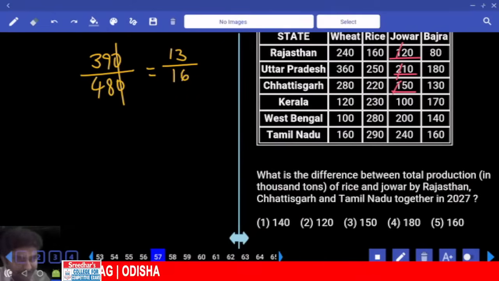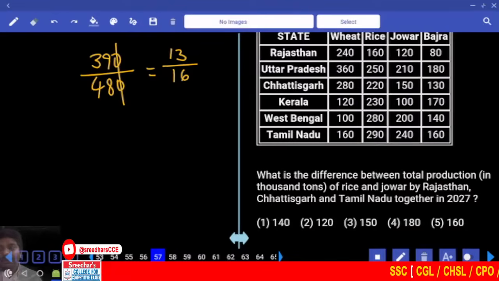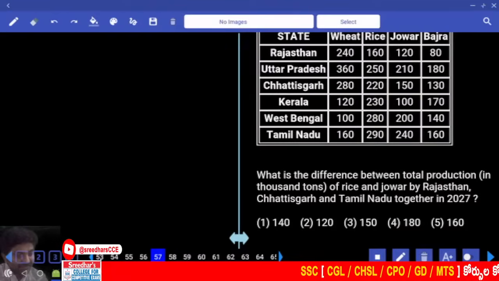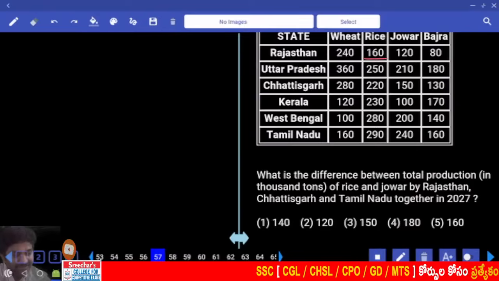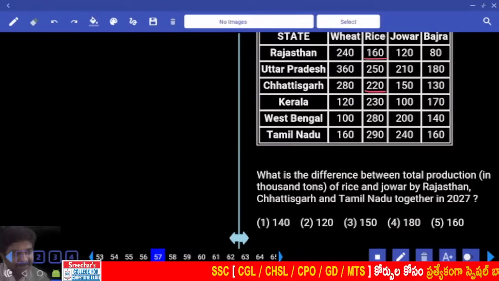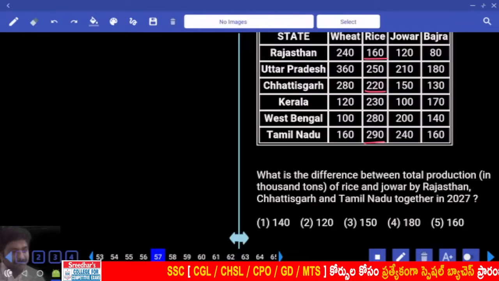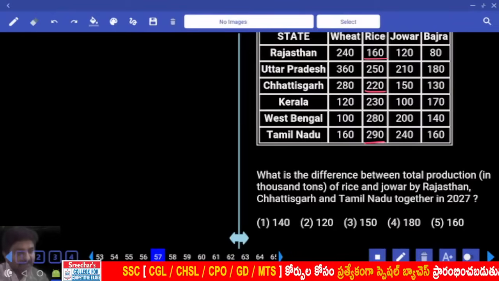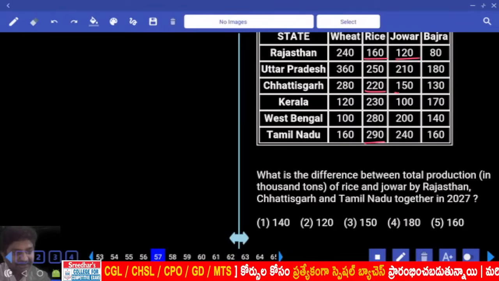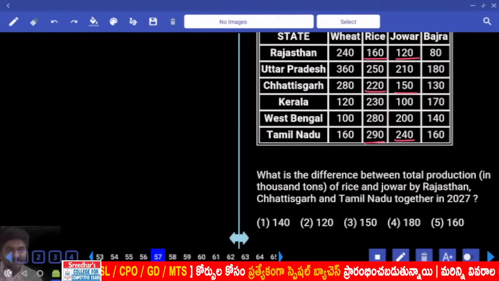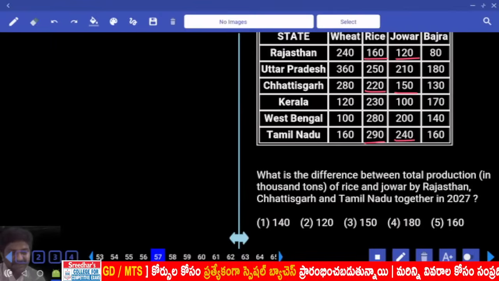What is the difference between total production in 1000 of tons of rice and Jawar by Rajasthan, Chhattisgarh and Tamil Nadu together in 2027? Rice for Rajasthan, Chhattisgarh, Tamil Nadu. Sum of these numbers and Jawar for same states. Sum of these numbers. And we were asked to calculate difference, correct?